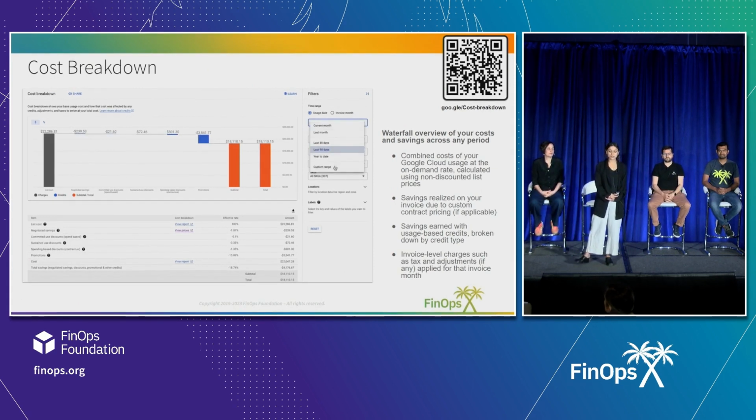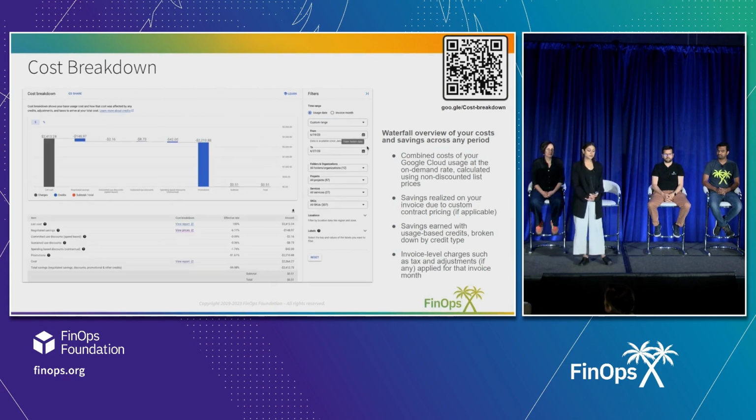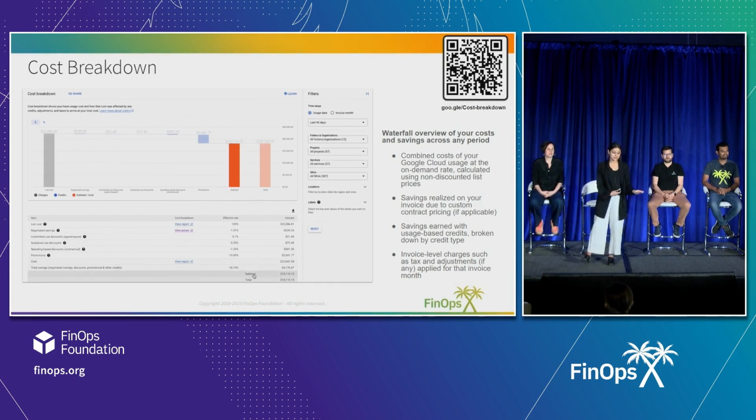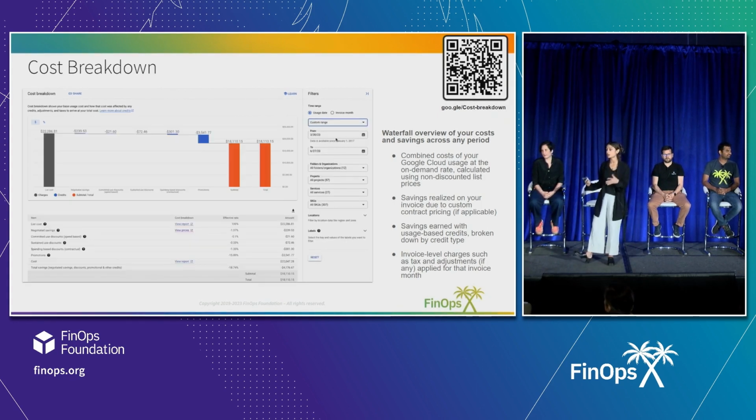So the cost breakdown UI really is a waterfall overview of your costs. You can think of it as a little bit of a high-level grocery bill. But the unique thing about our cost breakdown UI is, and this GIF is going so fast, but you can actually break down your costs and see that waterfall by list cost, your negotiated savings, your committed use discounts, which are similar to reserved instances, sustained use discounts, promotions. You can see your cost subtotals, tax, et cetera.